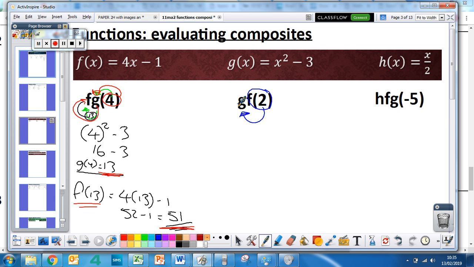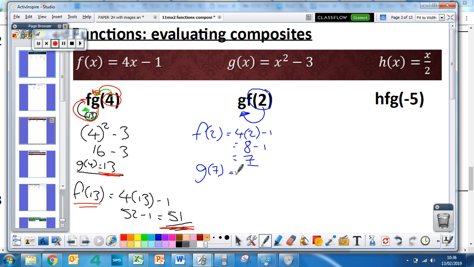So first step is f of 2. We substitute in the 2, 4 lots of 2 minus 1. So 8 minus 1 is 7. That would get you a mark in an exam because you've done the first part in the correct order. Now we take the 7 and we put it into the g. So we're now going to do g of 7.